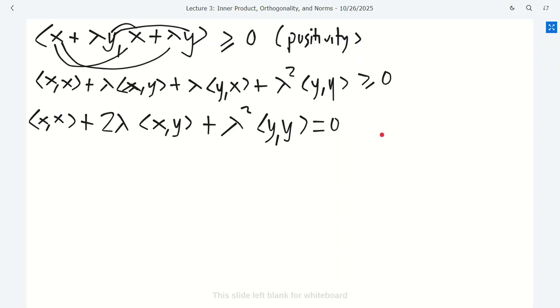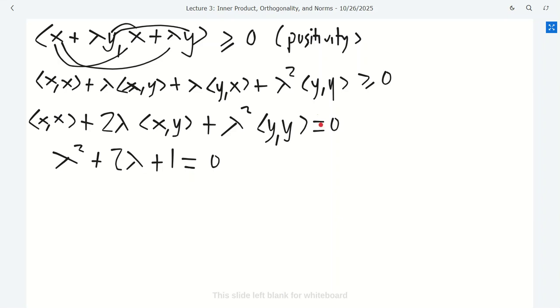Now, if you look at it carefully, you will agree with me that this is a quadratic polynomial equation in lambda. We can rewrite this as lambda squared plus 2 lambda plus 1, which is equal to 0.